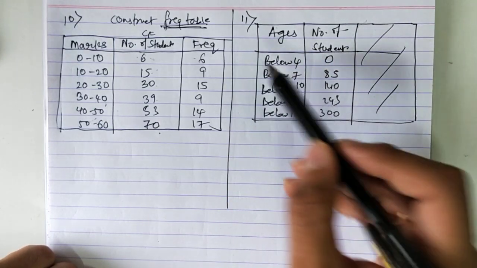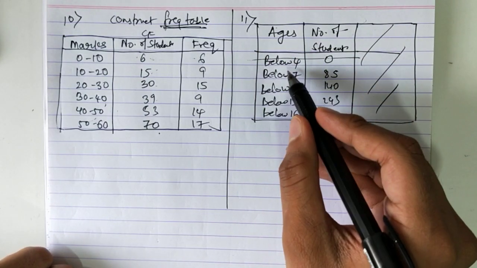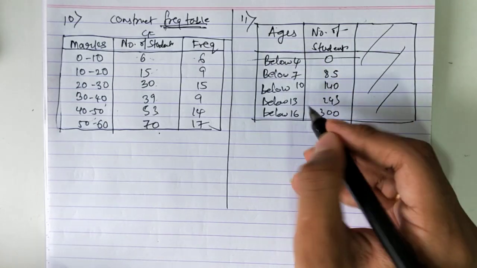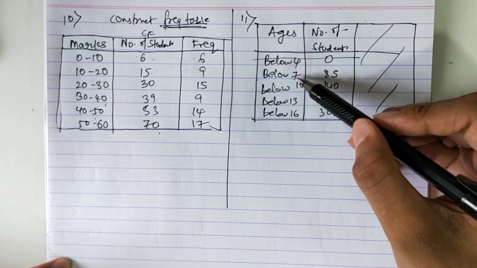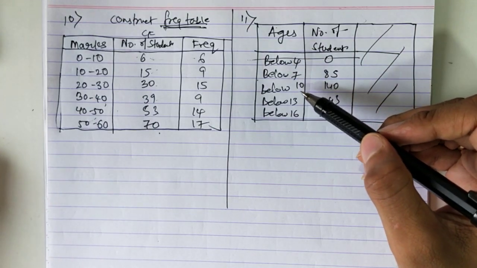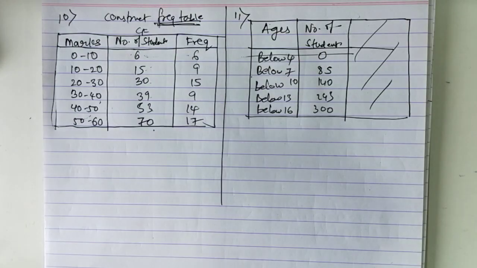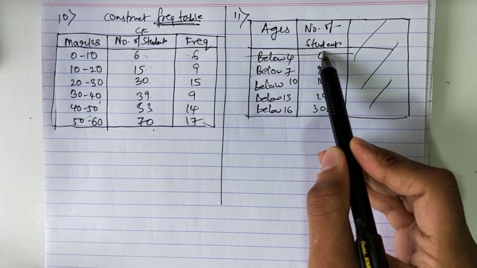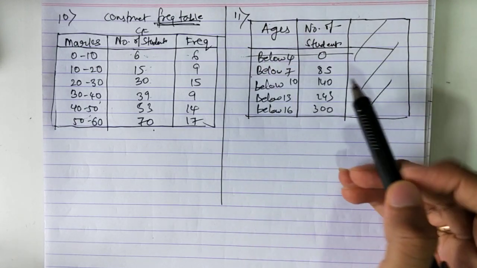That means you don't need this, because below 4, first of all I have told you that you have to convert them into class intervals. Below 4, then below 7. See, there are intervals of how much? 4, 7, 10. So below 4 there are 0 students, which means this information is gone.